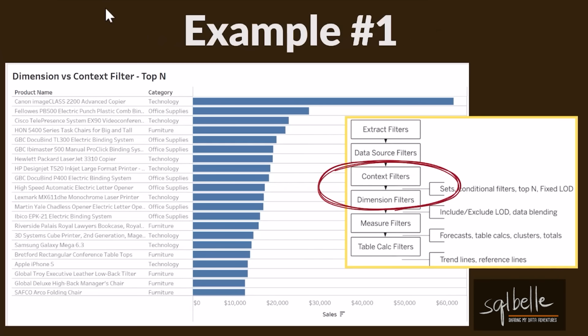For the first example, let's say we want to take a look at a top list. And this top list can be an overall top list or maybe a top list based on certain criteria. So we might want to add a filter in here and have a top 10 based on our selection in our filters. In this particular example, we're going to see how dimension and context filters are different. And again, this interdependency of dimension filters to context filters will matter.